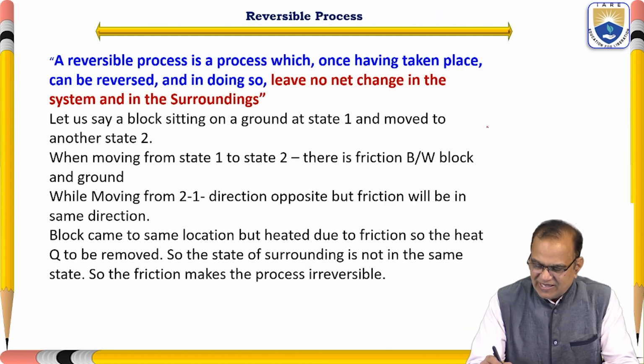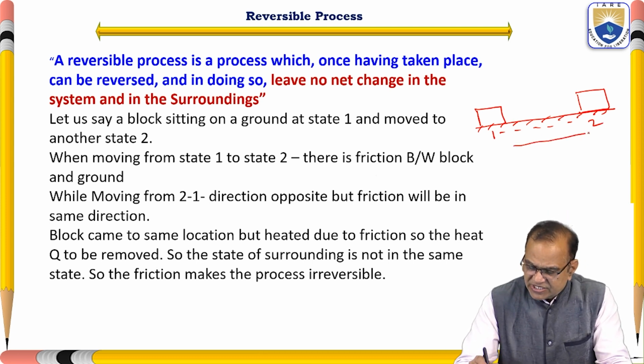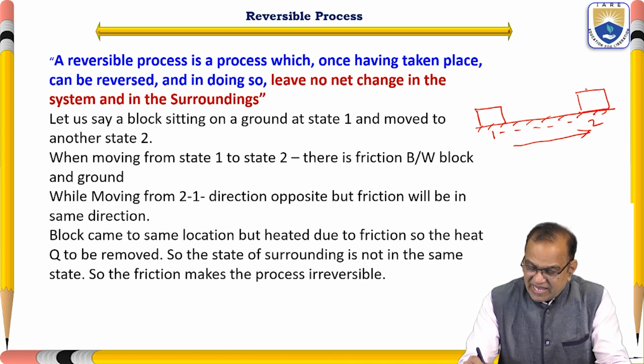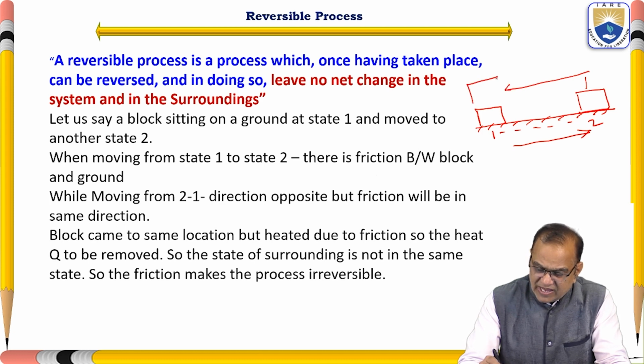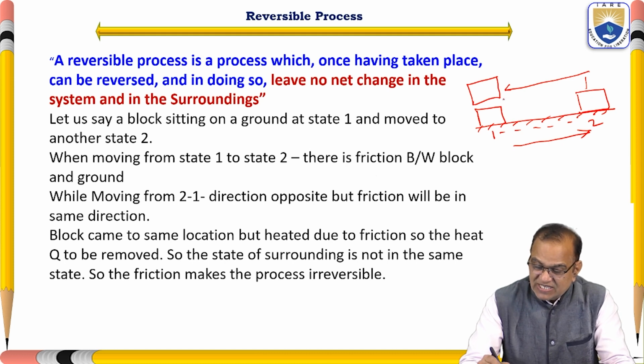So here we can see this is the ground. Here is a block at state 1. This has moved from here to state 2 in this direction. Now, as it moves from here to here, due to this block and this ground, there is friction. Some energy is taken, and again you are moving from here to here. This has come back, but some heat energy is released going from here to here, and again heat energy is there.